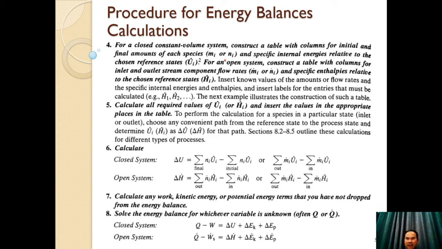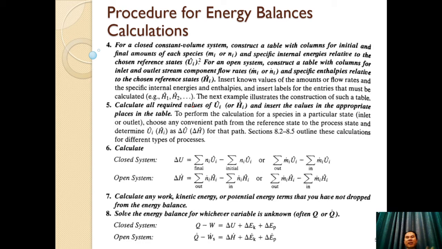And then you specify the reference state for enthalpy. Insert the known value of the amount of flow. I will show you the table for that case. For step 4, you have to construct the table.